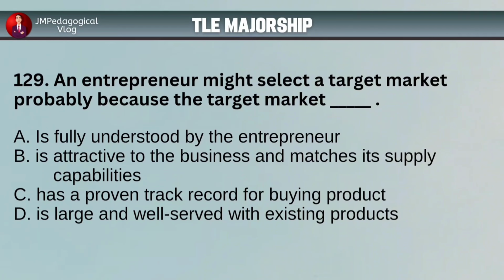129. An entrepreneur might select a target market probably because the target market A. Is fully understood by the entrepreneur. B. Is attractive to the business and matches its supply capabilities. C. Has a proven track record for buying products. D. Is large and well served with existing products.